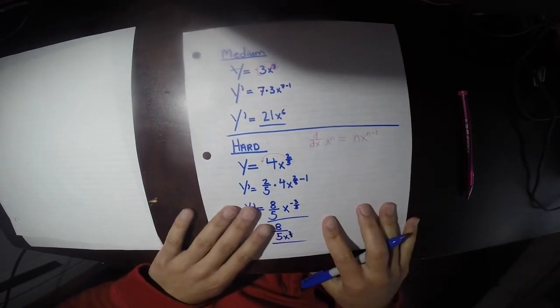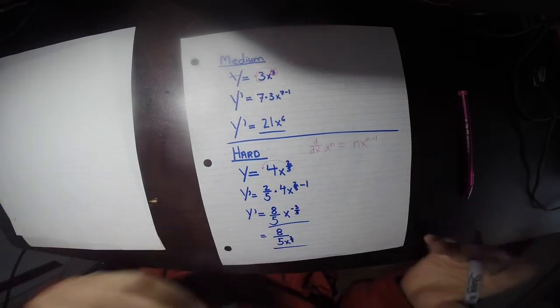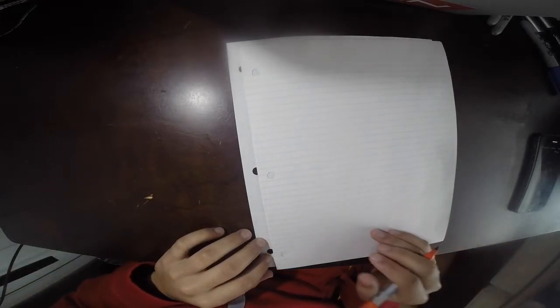Now, well, there's your power rule. There are the 3 problems you typically see, and that's it for the power rule. Okay, so now we just did the power rule. Okay, now we got 3 more to go.